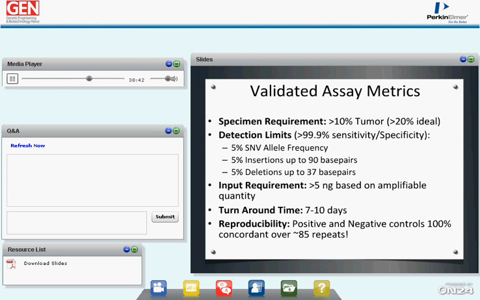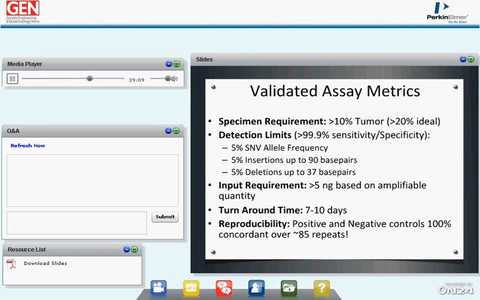And so that's for single nucleotide variants, or SNVs, for insertions up to as big as 90 base pairs, and deletions as large as 37 base pairs. The input requirement is based upon the amplifiable quantity, and we can push well below the manufacturer specs of 150 to 250 nanograms down to the 5 nanogram level with the appropriate QC assays. This can all be achieved within a 7 to 10 day turnaround time window.